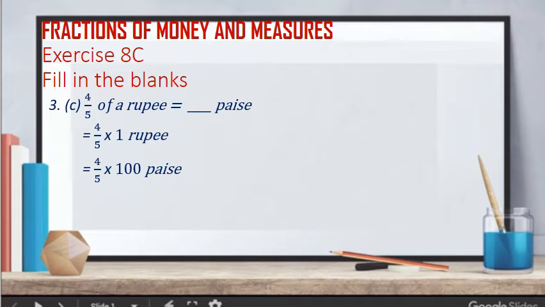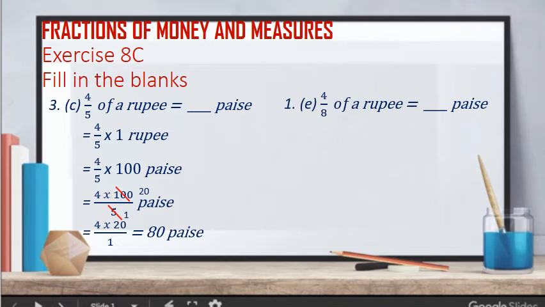Now this is equal to 4 multiplied by 100 upon 5. And now children, we can divide the 100 in the numerator and 5 in the denominator by common number 5. So 100 divided by 5 is equal to 20 and 5 divided by 5 is equal to 1. So now this is equal to 4 multiplied by 20 upon 1, which is equal to 80 paisa. So 4 by 5 of a rupee is equal to 80 paisa. Now let's do the next question.